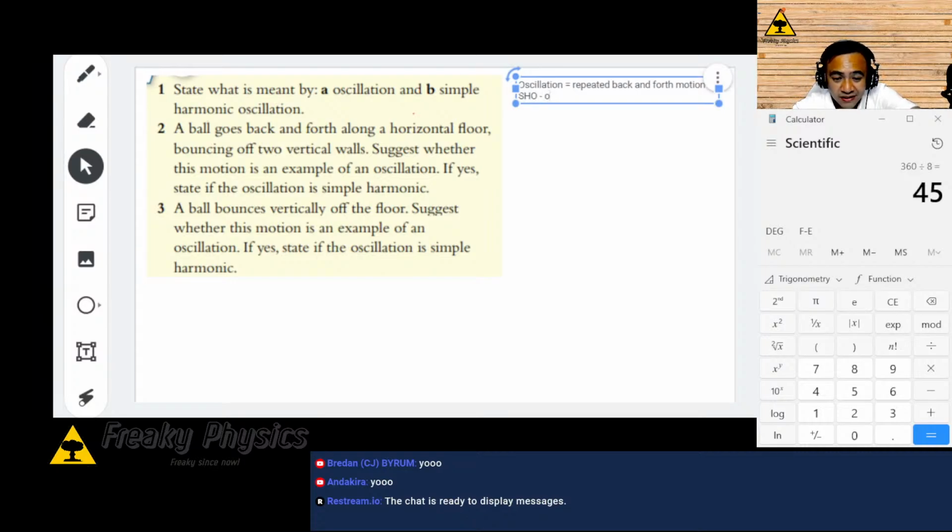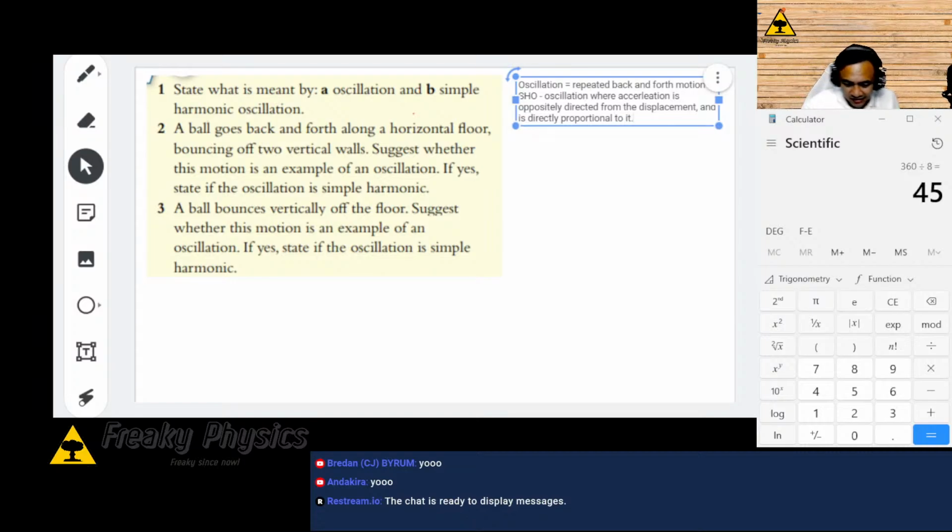So you have to say that this is an oscillation where the acceleration is oppositely directed from the displacement and directly proportional to it. Okay, so I guess I can give you a partial mark for B on that one.